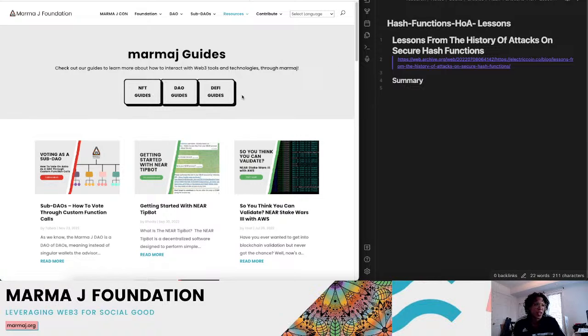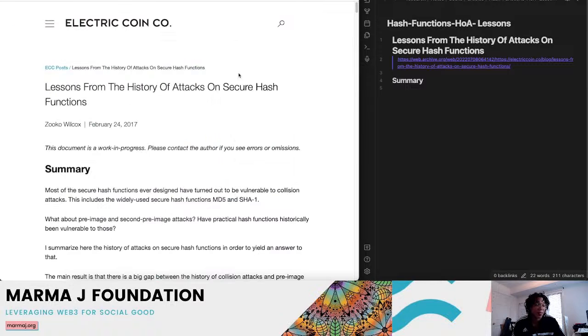And so with the Marma J Research DAO, I do a lot of these types of streams to create content and learn. Personally, it's for me to learn, but also to create content. So I live stream myself going through these articles and working through the contents within them and taking some notes as well on Obsidian. I got that on the right hand side.